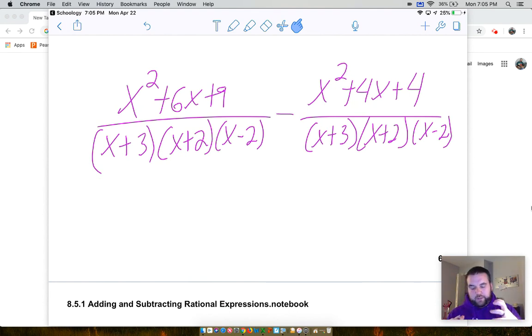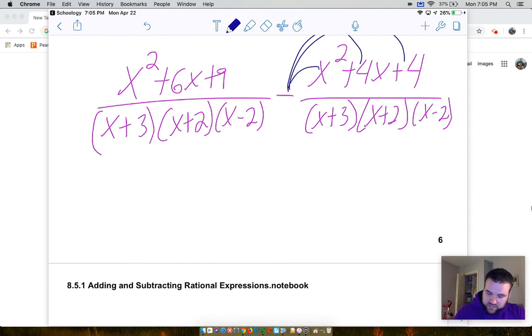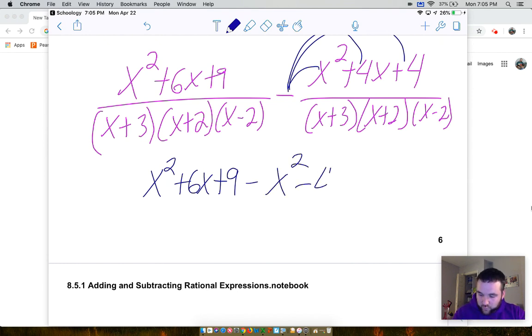Do your best to understand that this subtraction symbol has to go to the entire second numerator, which means I have to basically distribute that negative sign. So I need to apply that negative to all three of these terms. They were all positive, which means they now are all negative. Okay. So I essentially have x squared plus 6x plus 9, which was the first fraction, minus x squared minus 4x minus 4 on top.